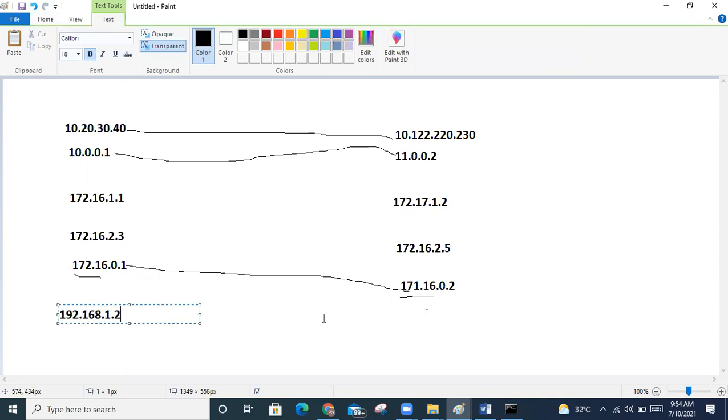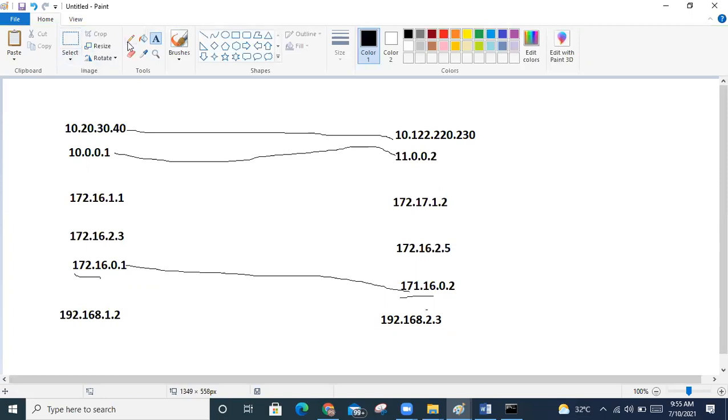192.168.1.2 and 192.168.2.3. Will it communicate or will not communicate? Not communicate, sir. Why not? The third position of the network is different. In class C, the first three positions must be common. If the first three are common, only then will they communicate. If not, they will not communicate. Is it clear?